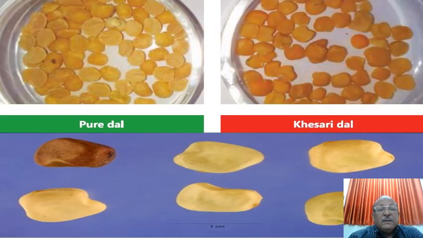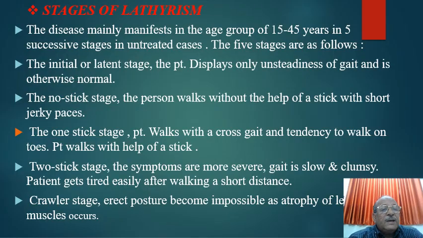This is dal. Pure dal is seen, and Kesari dal is also seen here. Basically they look almost similar, and that is why it is used for adulteration.